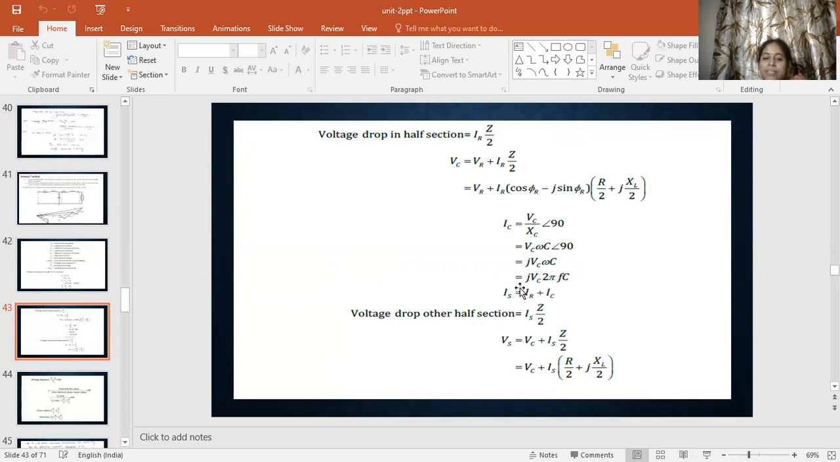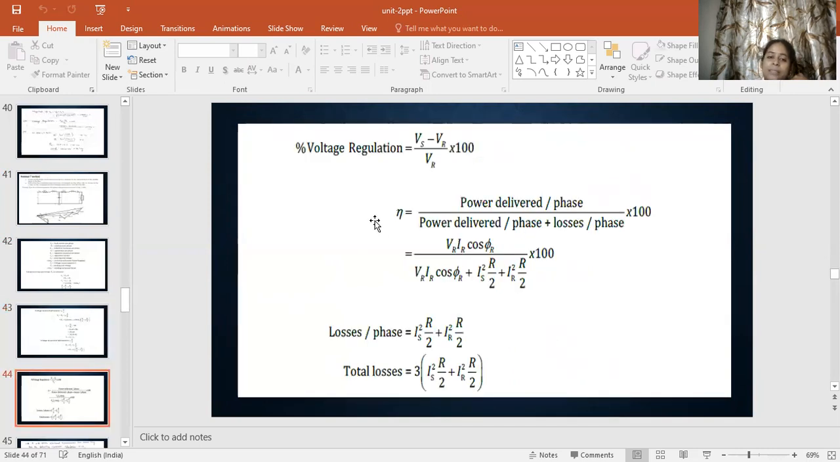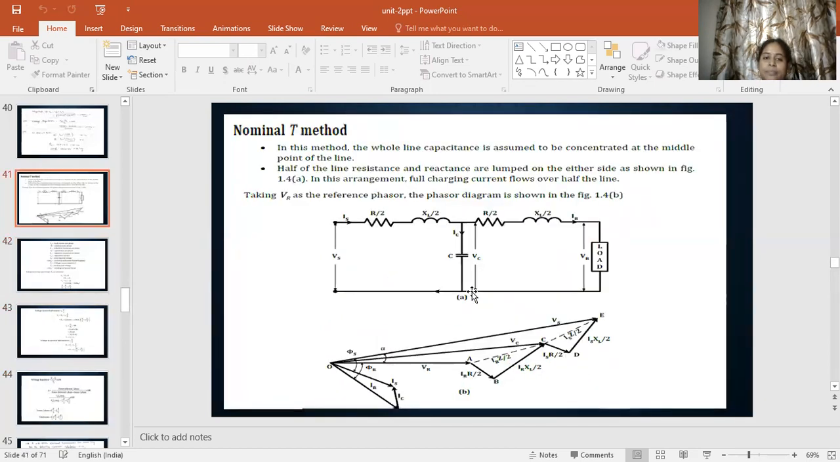This is the value for the capacitive current, and in the similar manner we can calculate the voltage regulation, that is nothing but Vs minus Vr by Vr into 100, and for the efficiency, power delivered by power delivered plus losses into 100. This is the nominal T method. Here the line capacitance is assumed to be concentrated at the middle point, and half of the line resistance can be lumped. Here we can take half of the values of resistance and the capacitance also.